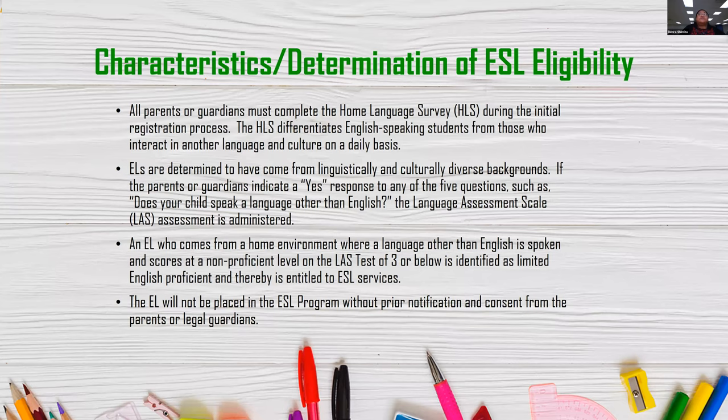An EL who comes from a home environment where a language other than English is spoken and scores at a non-proficient level on the LAS test of 3 or below is identified as limited English proficient and is thereby entitled to the ESL services that our department provides. So the EL will not be placed in the ESL program without prior notification and consent from the parents or legal guardians. So that NOE, or Notice of Eligibility, must be signed.